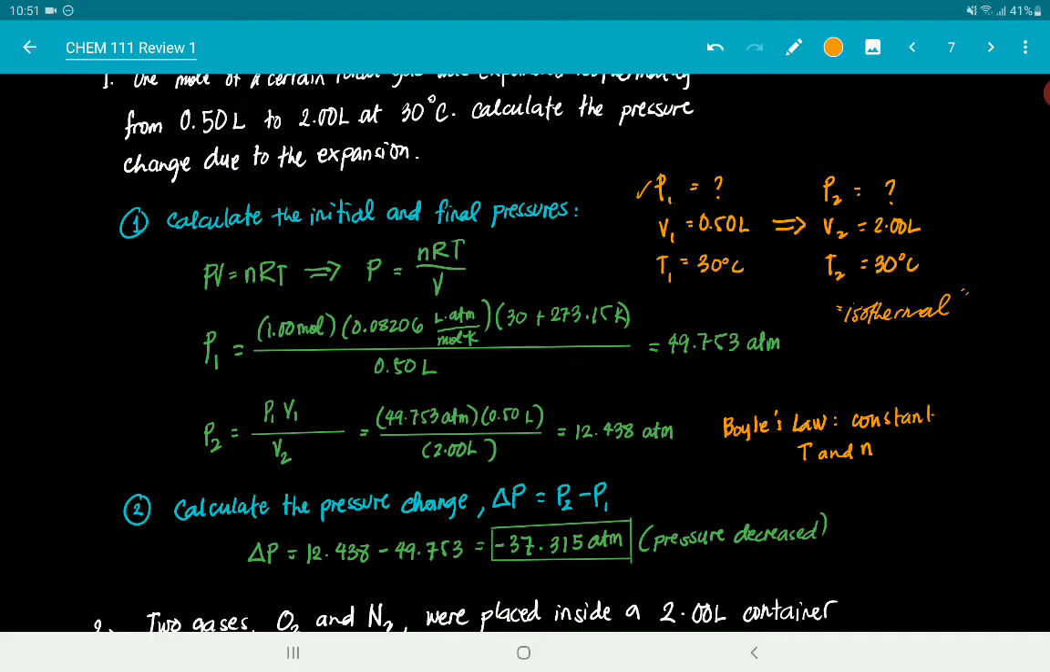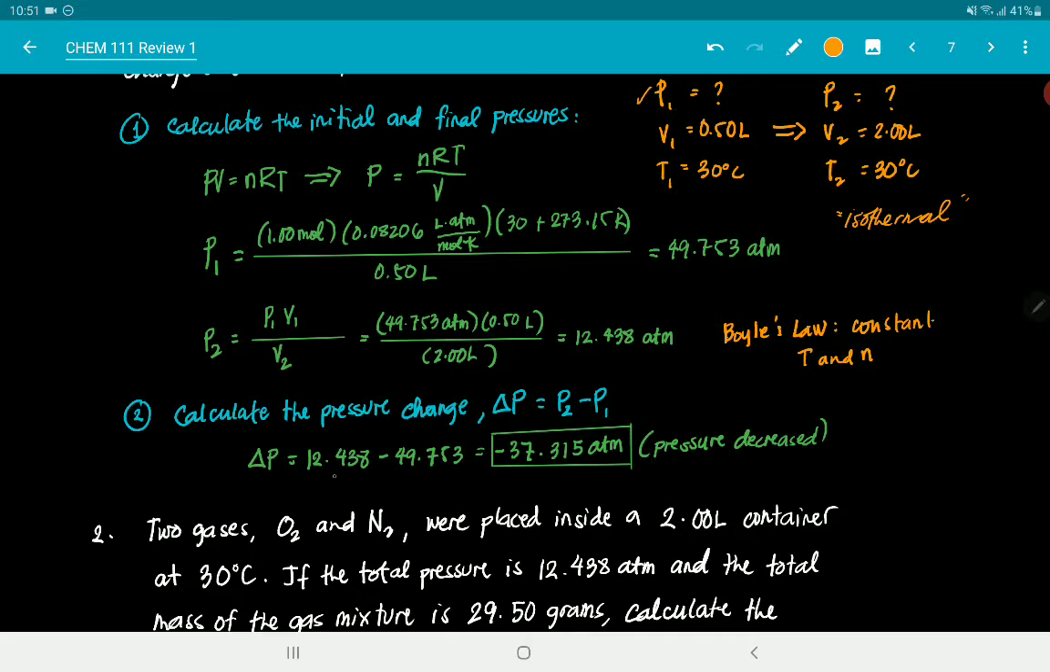So the actual question is calculate the pressure change due to the expansion. So the pressure change due to the expansion should be negative, because if you expand the gas, the volume increases, but the pressure decreases. That's according to Boyle's law, especially this is a system that is isothermal. So the delta P is 12.438 atmospheres minus 49.753 atmospheres, which is the initial pressure. You'll get the negative answer of 37.315 atmospheres. So the pressure is decreased.